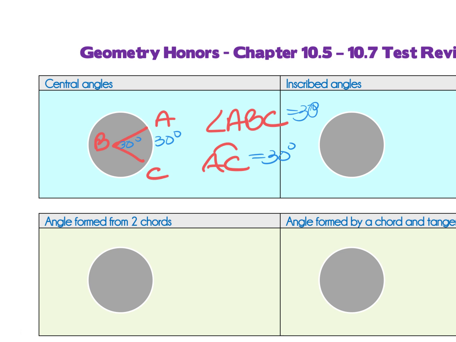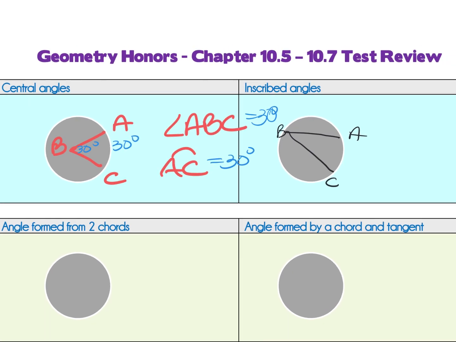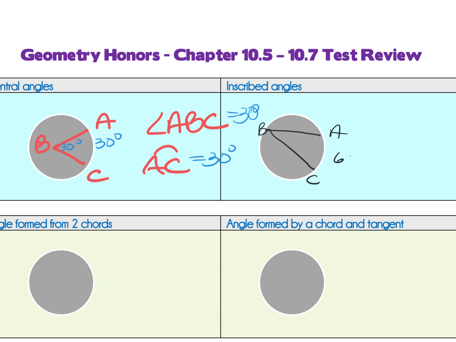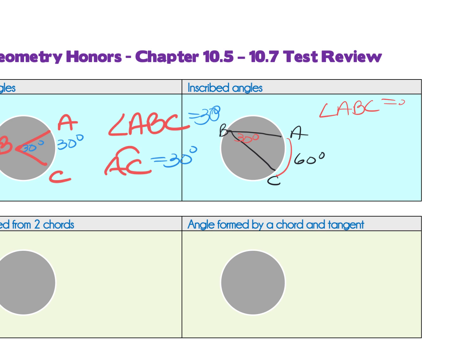A central angle is formed by two radii. An inscribed angle is formed by two chords. So again, same angle ABC, but this time remember the inscribed angle measure is half of its arc measure. So if this arc AC was 60, then its inscribed angle is half of that, and it would be 30. So when it's inscribed, it's going to be half of its arc measure. The arc measure AC is 60, but the angle that forms that arc is half of that.